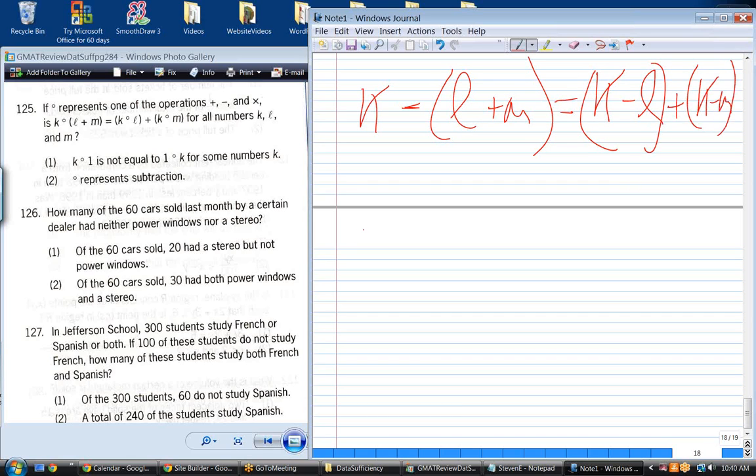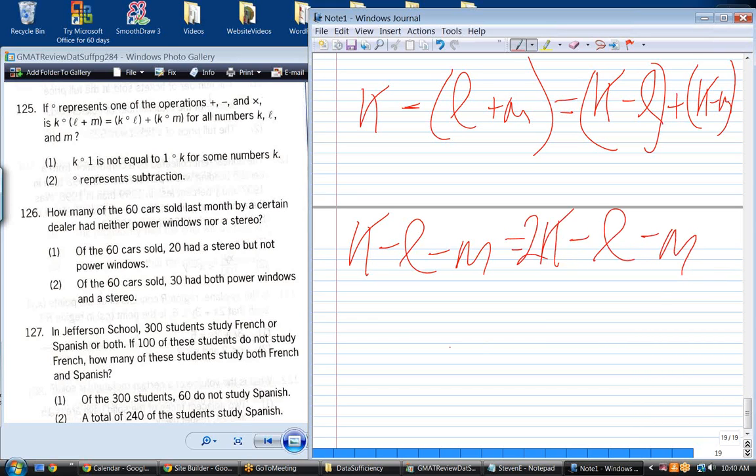Is this a true statement? We end up with K minus L minus M. Is that equal to 2K minus L minus M? The only thing that would make that true, and this has got to be true for all numbers K, L, and M.